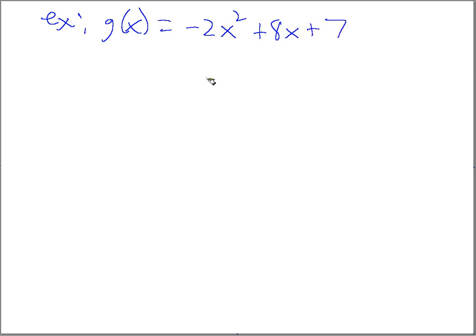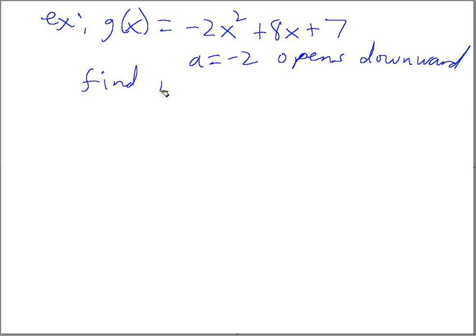Let's try another one. Let me clear out the screen. Try this one here. What about g of x equal to, let's say, negative 2x squared plus 8x plus 7, for example? Now my a is what? Negative 2. That means the parabola opens downward. So we have a downward opening parabola. That means there's no minimum because it goes down forever, but there's a maximum. So I'll say find the maximum, the max function value, or max value.